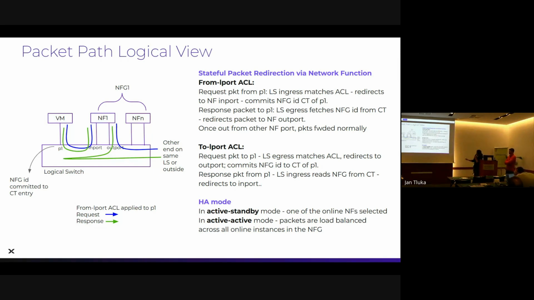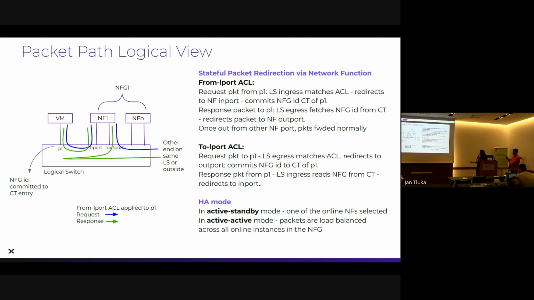So it will come here, and when it does the egress processing of the logical switch, there it does a CT lookup, right? The CT lookup is already happening, but now we fetch the NFG ID that was earlier committed in the CT entry, and based on that, the packet gets redirected to the output of this NF. Right? And when it comes out of the other port, it gets delivered to P1. So that is how the from-lport ACL will work.